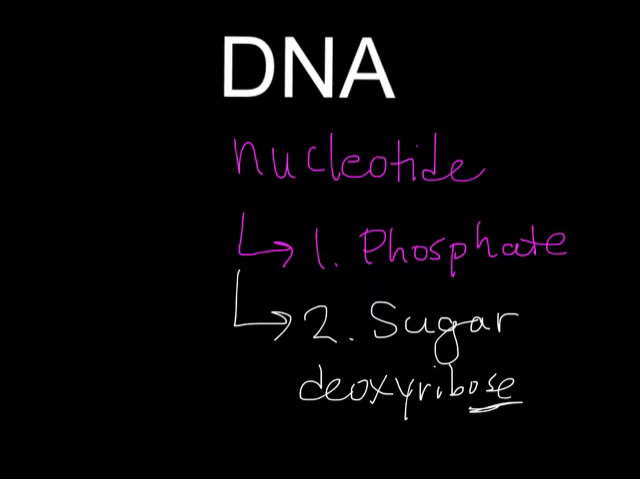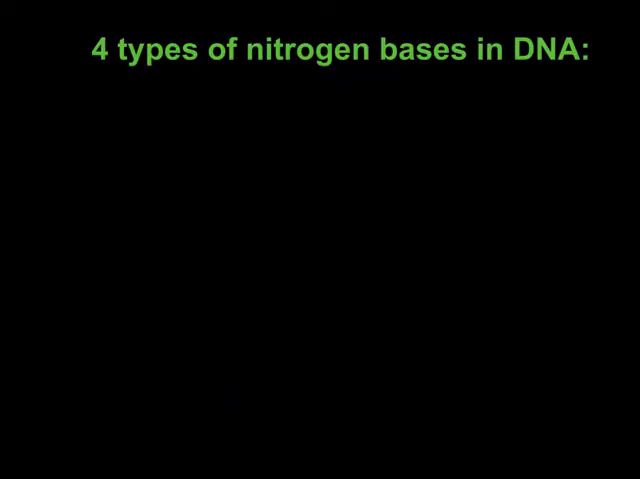Now, the third part of the nucleotide, so remember nucleotides are always made up of phosphates, sugars. The third part is something called the nitrogen base. Alright, so we'll see that the nitrogen base is the one part of the nucleotide in DNA that can change from nucleotide to nucleotide. So the nitrogen base determines what type of nucleotide we're talking about.